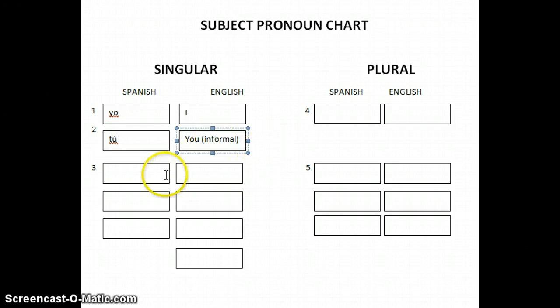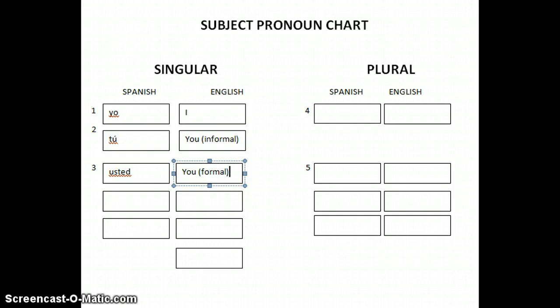Now, in the third position singular, or third person singular, we have three different possibilities in Spanish. Let's go ahead, while we were on you in the second position, and do you in the third position. That's a different word. What is it? It's the formal word for you, usted. Why don't you say it? Usted. Muy bien. It's you formal.